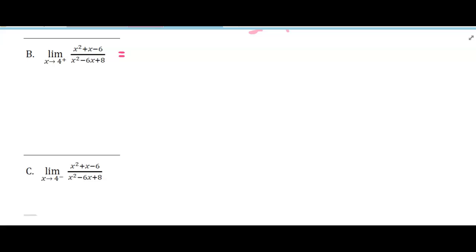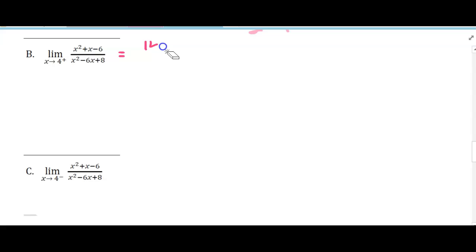I'm going to start with step number 1, which is direct substitution. And when I plug in a 4 into my numerator, I get 4 squared, which is 16, plus 4 is 20, minus 6 is 14. My denominator, 4 squared is 16, minus 6 times 4, so minus 24 gets me a negative 8. Then I have a negative 8 plus 8, which means, once again, I have a 0 in my denominator. So direct substitution did not work.